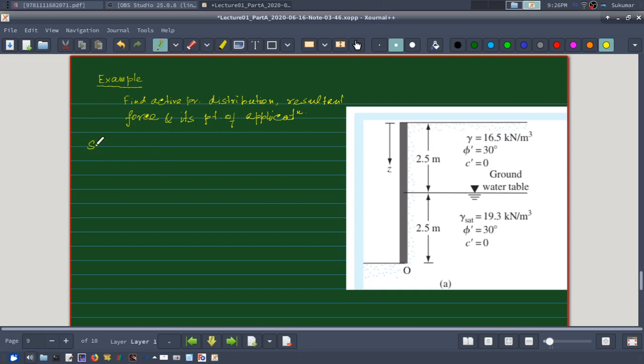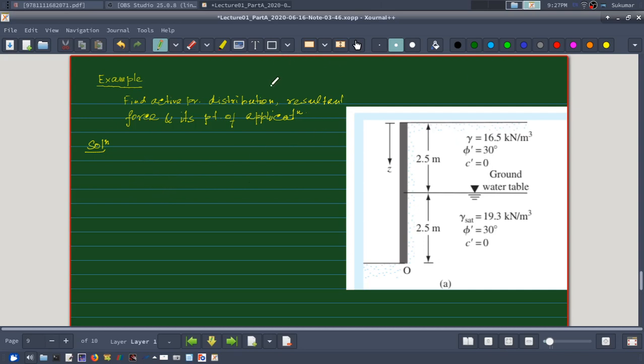Now let us find out the solution. It's pretty easy because it's a vertical wall with a horizontal backfill. My gamma values are already given. It is the same soil because phi is same. Only difference is that due to saturation there is a water table involved, so gamma saturated value is given here. So let us first draw the variation.